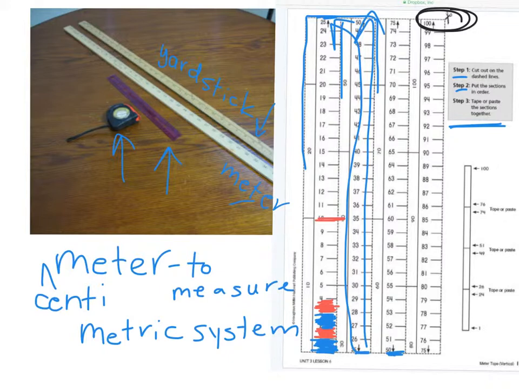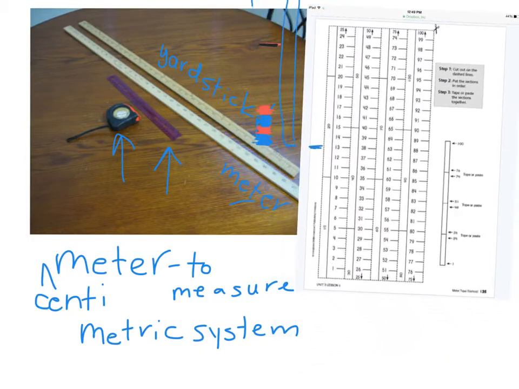If you look up at the top, it says there are 100 centimeters in 1 meter. Then my question is, what is it at 10 centimeters? 10 centimeters has a special name. When you get to 10 centimeters, that is actually the same as 1 decimeter.